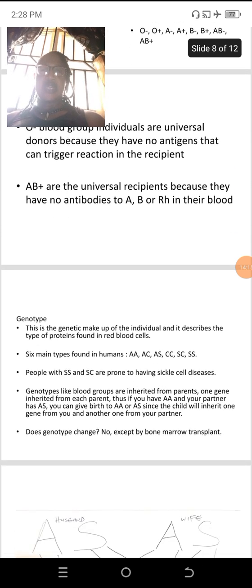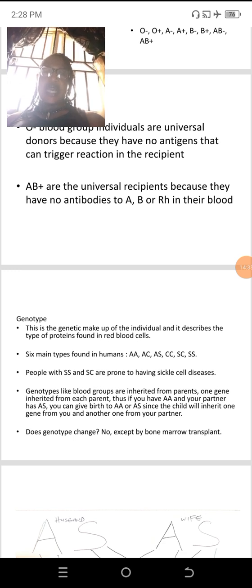Quickly, let's look at genotype. Genotype is the genetic makeup of the individual, and it describes the type of proteins that are found in red blood cells. And in humans, 6 main types of genotypes are described, and these are AA, AC, AS, CC, SC, and SS.